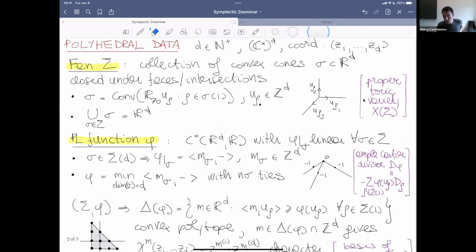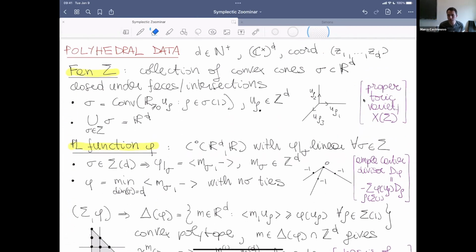So, okay, the starting point for this construction is to have as input what I call polyhedral data. So it's really a pair of things. Let me set up some notation and review this kind of combinatorics data that enters the construction, for people that have never seen things like toric geometry. Let's say that D is a positive integer, and we're working on a complex torus of dimension D, with coordinates Z1 through ZD.